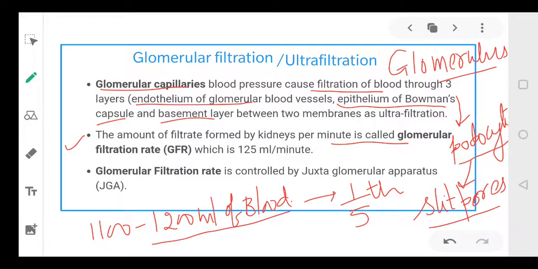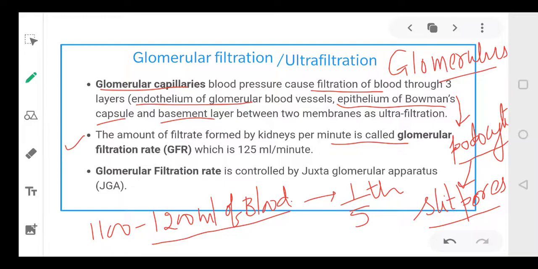So that is approximately 150 ml per minute. So GFR is your glomerular filtration rate, GFR. So what is GFR? 125 ml per minute, that is 180 liters per day. So your kidneys are filtering approximately 180 liters of blood per day.